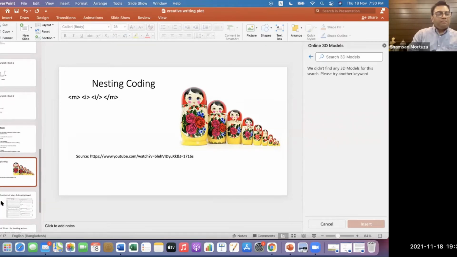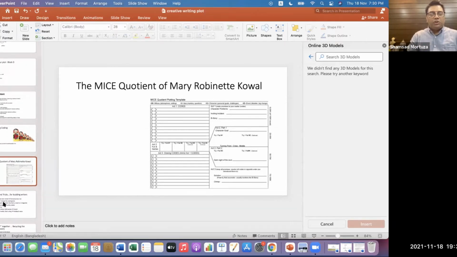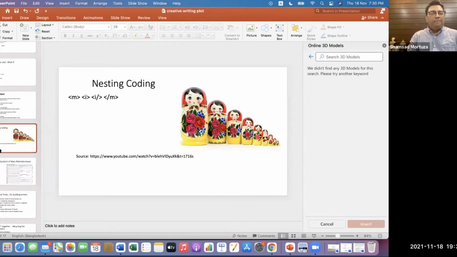So that's another way of coming up with a plot. I would like to share this template she gives, if you are a budding writer. How do you get into your stories? I'm not going into detail about how you code your stories, creating a milieu, doing your inquiry, going from act one to act two. The details are given in the link. But what I would like to do is play this video a bit.